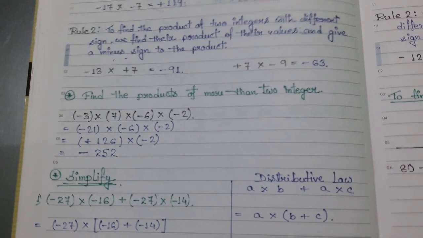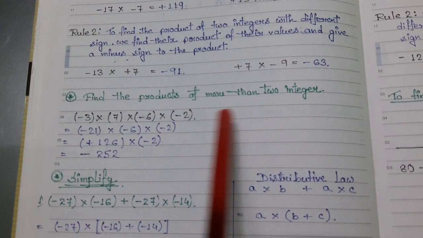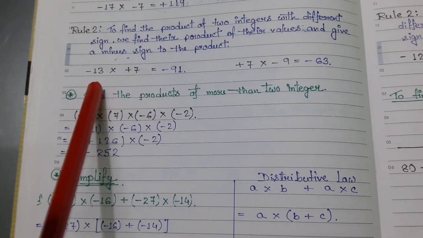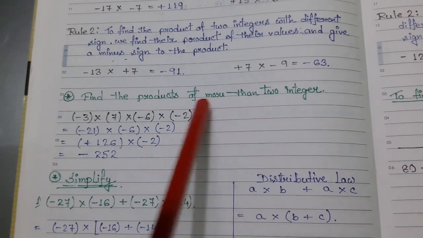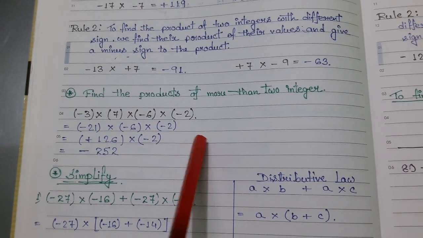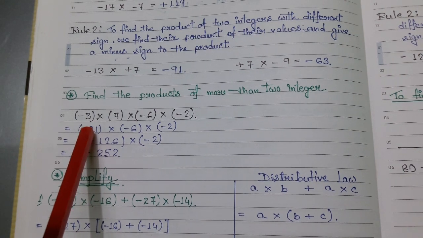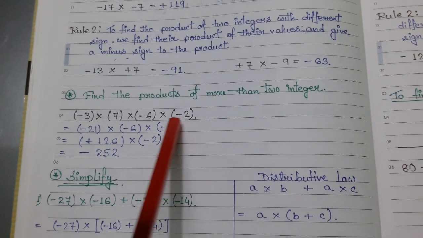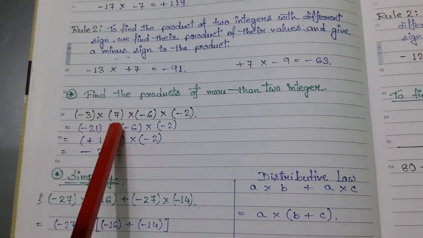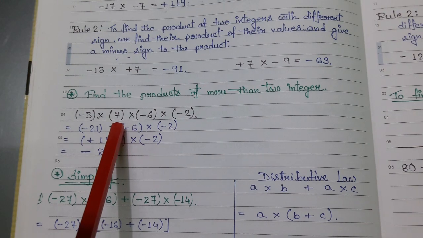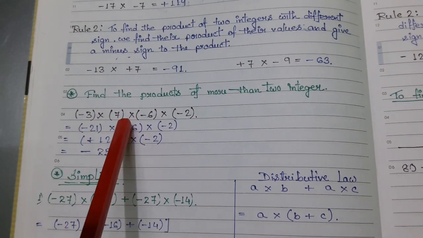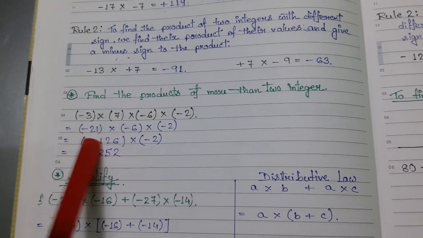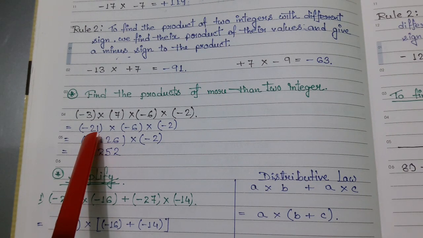Now comes the next sum. Find the product of more than two integers. We learned in the first and second rule the multiplication of two integers, but in this case there are more than two integers. For this type of sum, see the question. Minus 3 into 7 into minus 6 into minus 2. We first multiply the first two integers, minus 3 into 7. Both numbers have different signs, minus and plus, so the answer will be negative, and 3 into 7 equals 21.